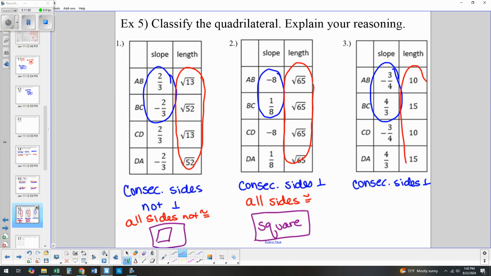When I look at my distances, they are not all the same. So all sides not congruent. So it has right angles, but all sides are not the same. That would be a rectangle.